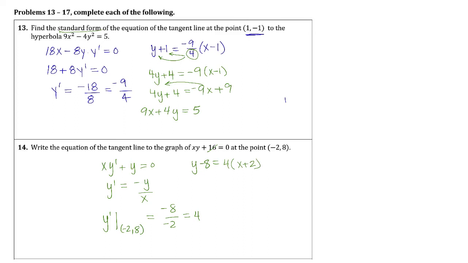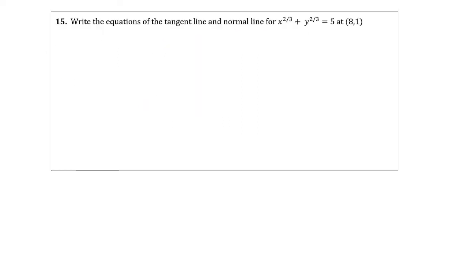All right, moving on to our next problem. Write the equations of the lines normal and tangent to our given point. So again, we need to find our derivative first. They've given us everything else. So our derivative here is going to be great practice with these rational exponents. We have 2/3 x to the negative 1/3 plus 2/3 y to the negative 1/3 times y prime equals 0.